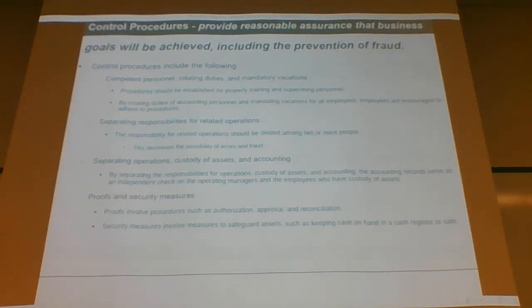All right. Our next component of internal control is control procedures. Now, we are not going to spend a ton of time on this right now because we have several slides related to some specific control procedures. But again, we want to emphasize, and this is a recurring theme when it comes to internal control and auditing, these types of things provide reasonable assurance. Remember those words, that business goals will be achieved, including the prevention of fraud. But we're not guaranteeing the prevention of fraud. We're providing reasonable assurance here, okay?